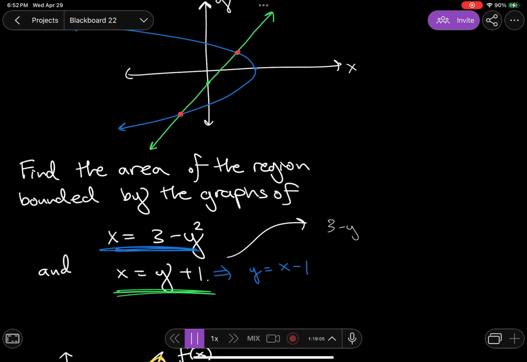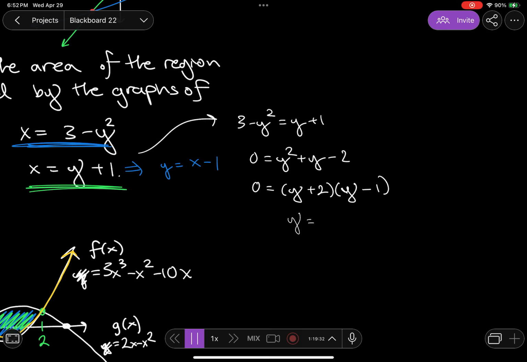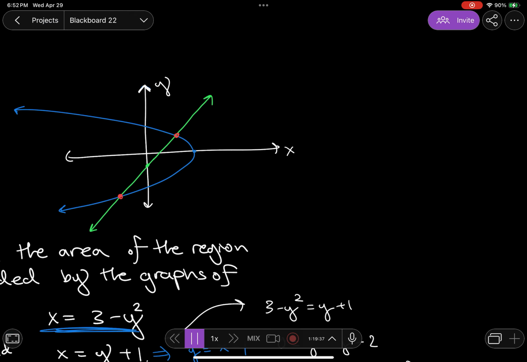So we'll have 3 minus y squared is equal to y plus 1. That tells me that 0 is the same thing as y squared plus y minus 2. I've already factored this one in this video. I should have come up with a trickier one. So 0 is (y plus 2)(y minus 1). That tells me that y is either -2 or +1, which tells me that this value down here is -2. This value right here is +1.